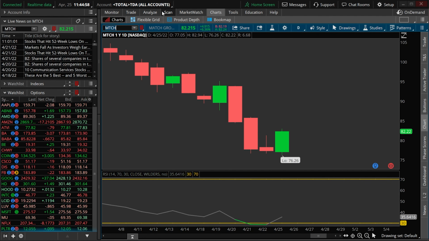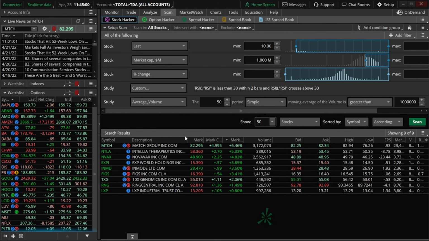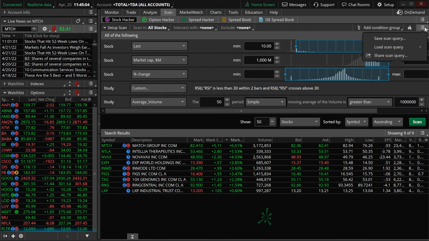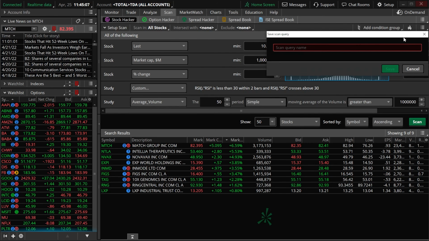Now, another cool thing about creating scans is if we were happy with this and we wanted to use it again in the future, you could always come up here to the 3 little lines in the middle, go ahead and save this as a scan query. For me, I'll go ahead and name it my RSI scan and hit save.